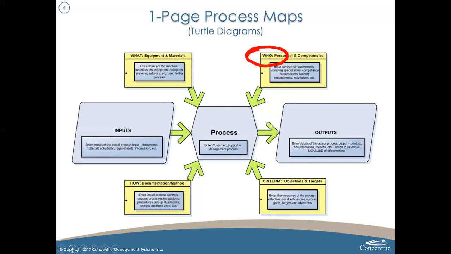So that's where you would put that. And then to me, one of the most important and also the most difficult parts of this tool is criteria. So what is the criteria in which you measure this process output? And the criteria should be measurable. And the criteria should also be listed in what are the methods of measurement.